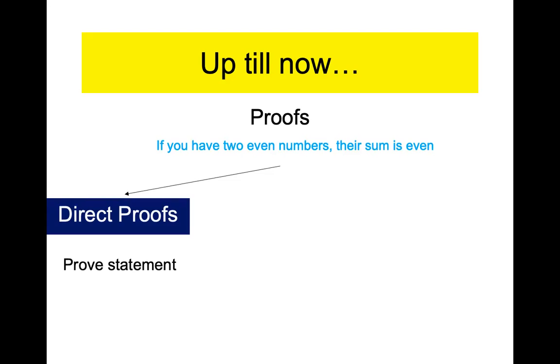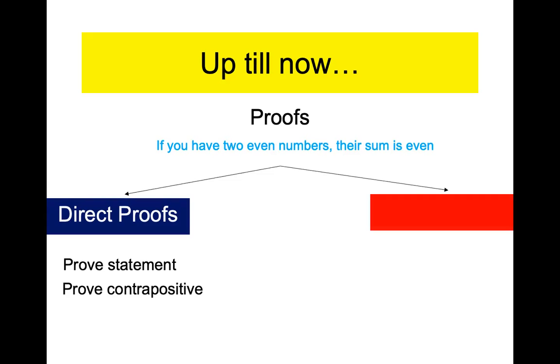I could also prove the contrapositive, as we found out yesterday. So if the sum of two numbers is not even, then I do not have two even numbers. I could prove the contrapositive as well, but I would still have to directly prove that contrapositive statement. So it turns out there's another way of doing that. That's the method that we'll learn today, and that's called an indirect proof.